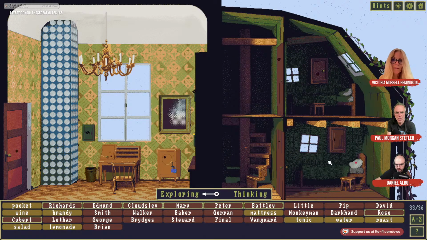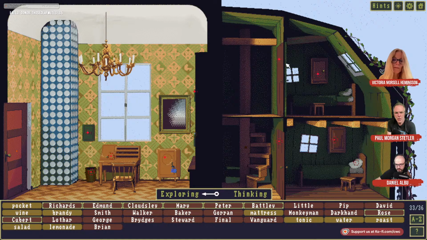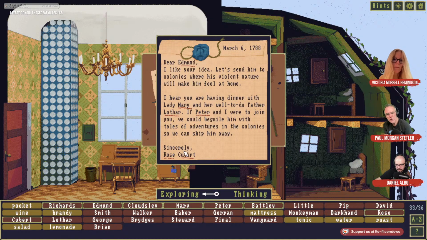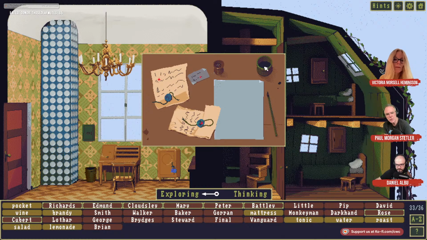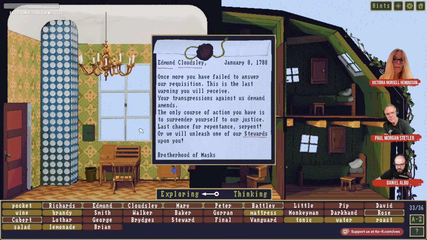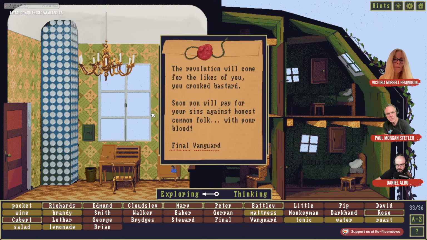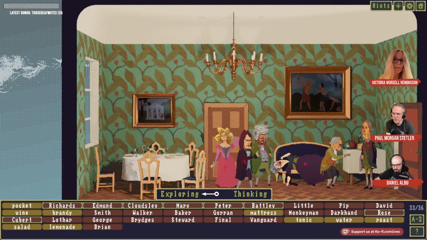Mhm. So let me just brute force it real quick. Nope. Nope. Nope. Nope. Can't get in there. Rose. Edmund? Here. You have Edmund? Yeah, Rose. Oh, what about that little thing? Yeah. Baker? Trash can? No. No. No. No.